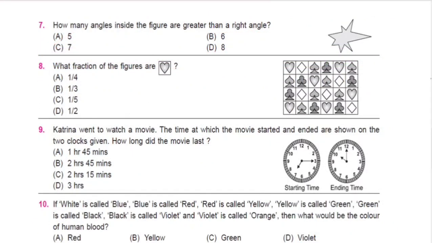Question number 7. How many angles inside the figure are greater than a right angle? Means greater than 90 degrees. So this is number 1.